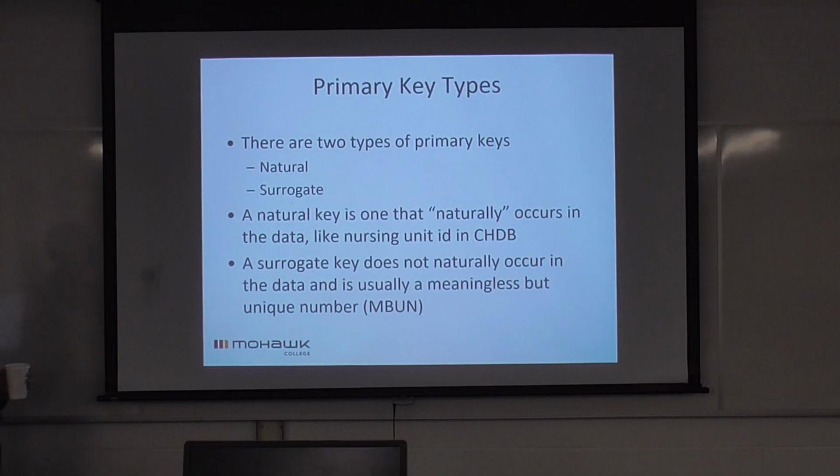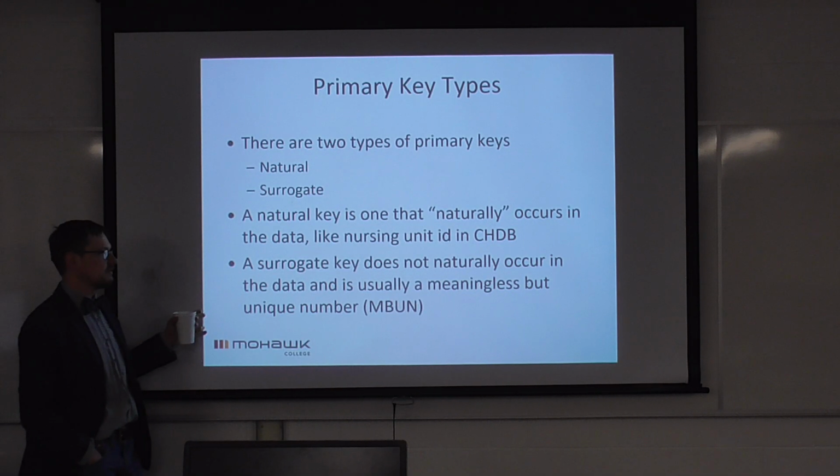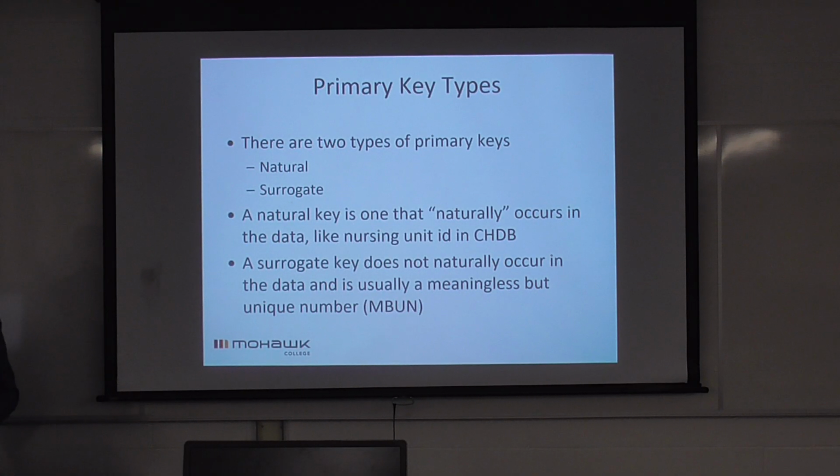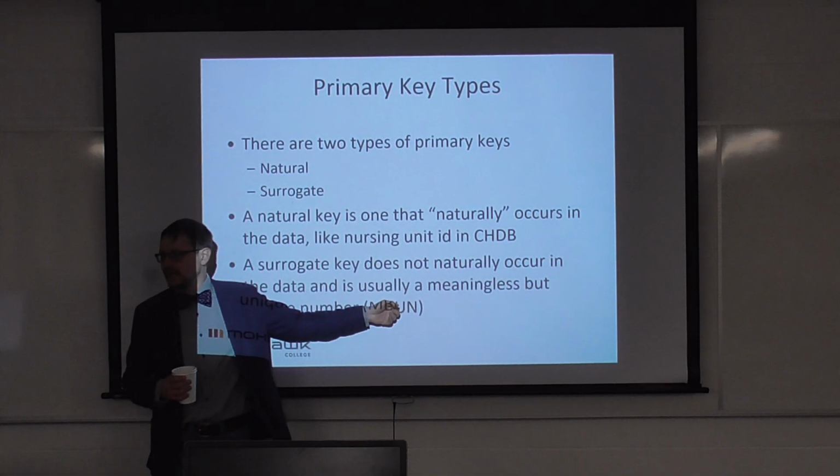There are two types of primary keys, natural and surrogate. Now, it kind of sounds like I'm talking about a different area of study entirely, doesn't it? A natural key is one that naturally occurs in the data, like the nursing unit ID in the community hospital database. A surrogate key does not naturally occur in the data and is usually a meaningless but unique number. You remember the M-buns? Well, they're back. So obviously anywhere you can use an M-bun, you can use the other one.